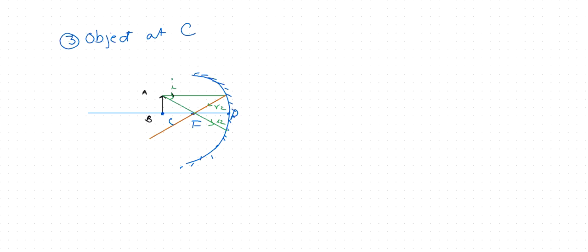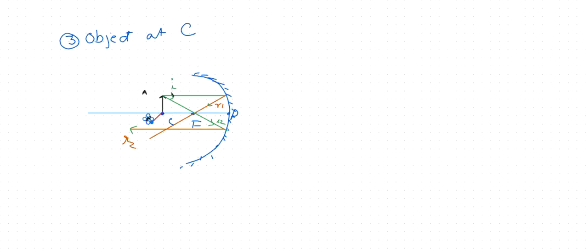So let's make the reflected ray. I'll use amber color and I will draw it like this. Okay, let's put the arrows. This is my reflected ray, R2. This was R1, and R1 and R2. Now where do they intersect? Let's see. They intersect at this point.